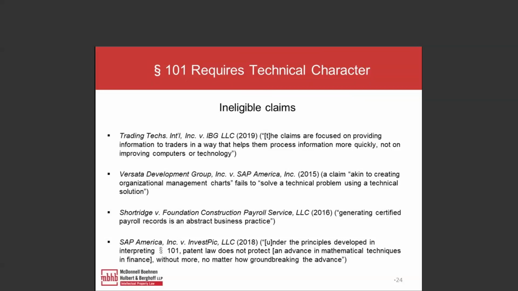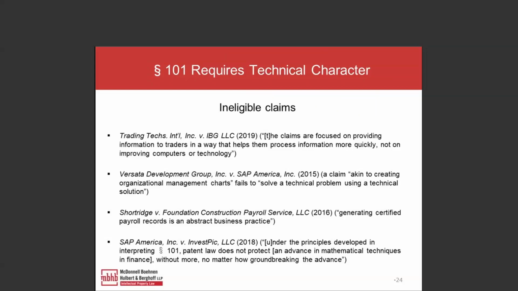In Trading Technologies versus IBG, the court there wrote that about the claims, they're focused on providing information in a way that helps the traders process the information more quickly, not on improving computers or technology. So we're making people perform better. We're not making computers perform better. In Versata, a claim akin to creating an organizational management chart fails to solve a technical problem using a technical solution. So again, we have this notion that you have to be dealing with technology.